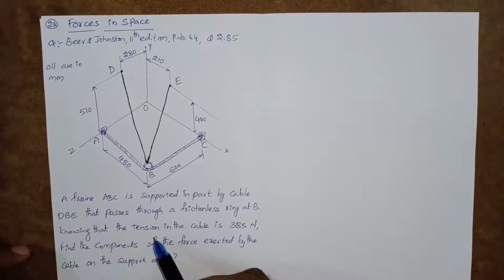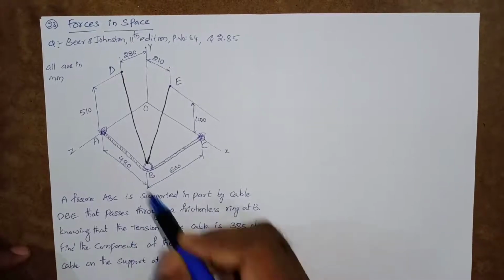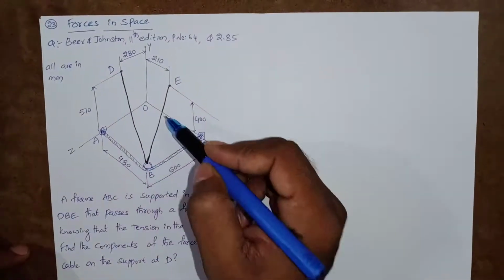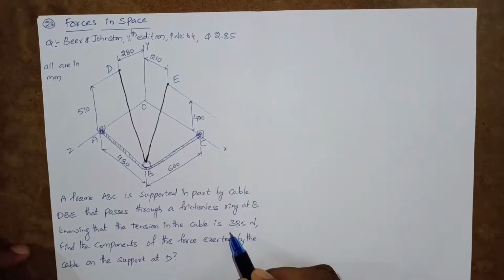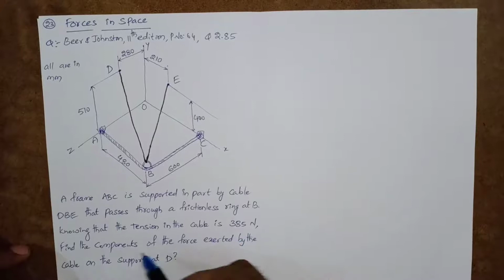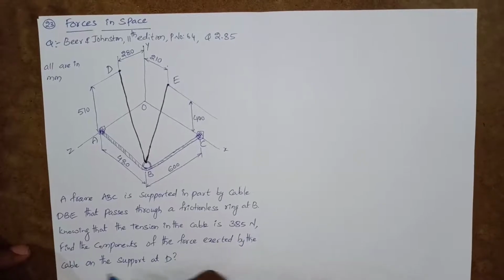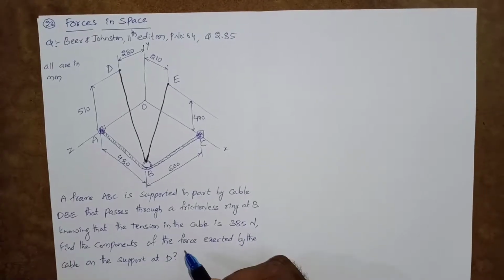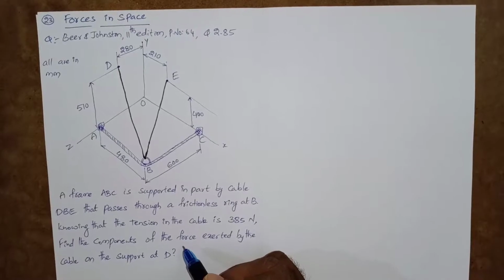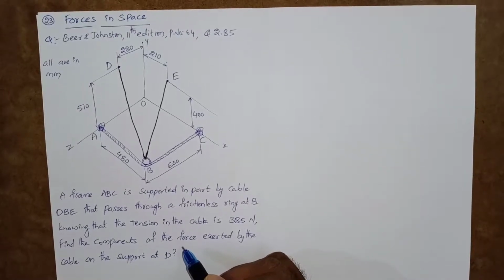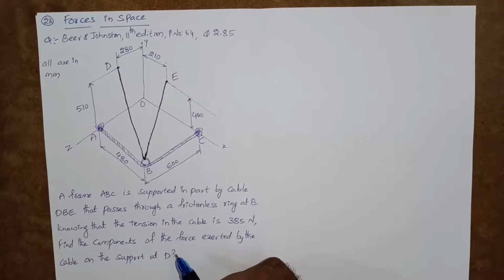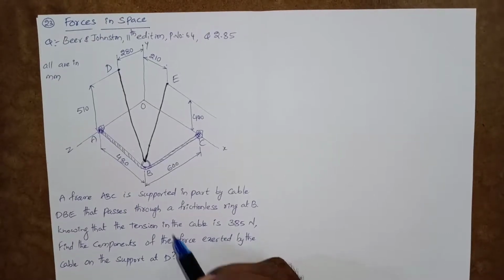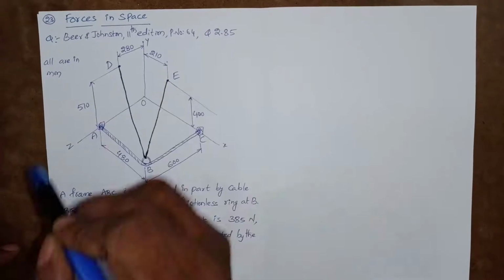Knowing that the tension in the cable is 385 Newton, and in this single cable there exists only one tension, which is given as 385 Newton, find the components of the force exerted by the cable on the support at D. That is, you have to find the x component, y component and z component of the force exerted by the cable on the support at D.